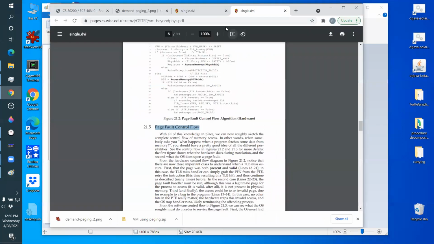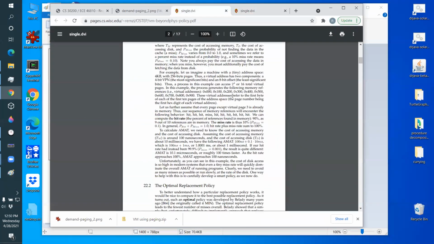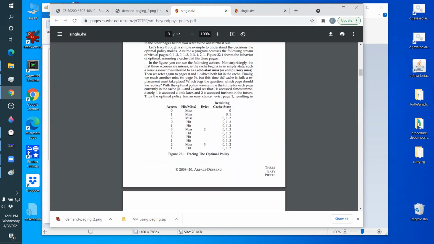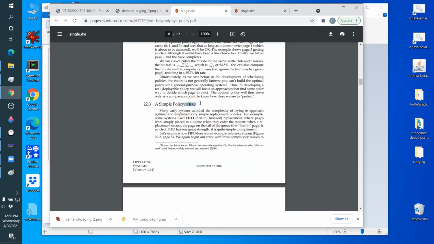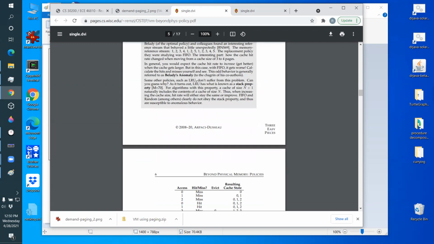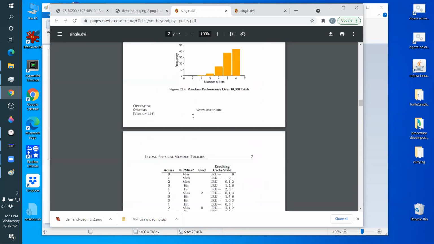Then the next chapter is, okay, how do you decide these things? How do you decide who gets kicked out? The book talks about 3 policies: the optimal replacement policy, and a first in, first out replacement policy. That's the one where you just look for who's been in memory the longest. Whoever's been sitting in memory the longest, that's who you kick out of memory. That's actually a bad policy. Then there's the one where you randomly pick somebody to kick out. That's not a good policy.